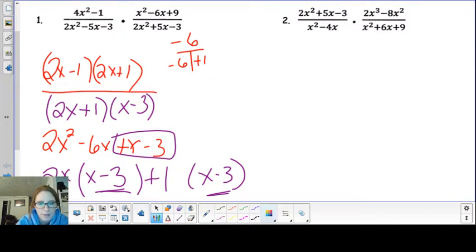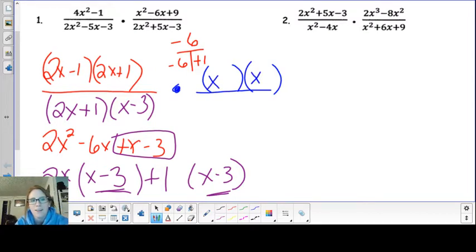Taking a look at the second equation, I have x squared, so I'm going to go ahead and do my 2 sets of parentheses. So I get x and x. Multiplies to a 9, adds to -6. -3 and -3.